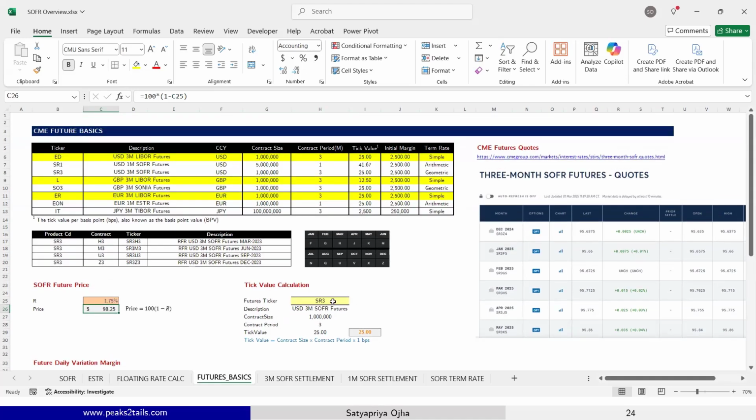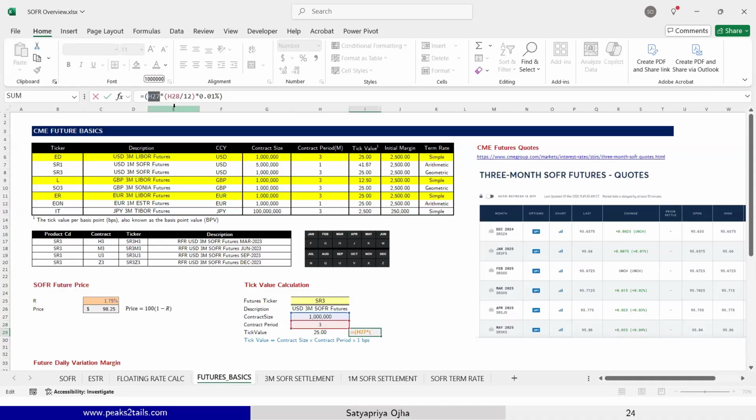Now let's talk about the tick value. For SR3, the contract size is 1 million. Contract period is 3 months. Tick value is 25, and that is simply calculated as contract size 1 million, times 3 divided by 12, which is the year fraction for the 3-month period, times 1 basis point.